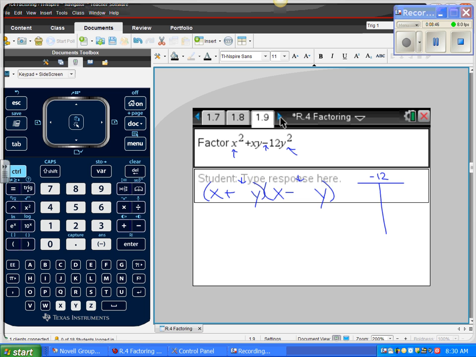So let's look at that. Negative 12 adds to be a positive 1. So we could do 4 and 3. One of those would have to be negative, and since we want it to add to be a positive 1, we do plus and minus, right? We could do 6 and 2. Well, that's not going to add to be a positive 1, so that's not going to work. Or 12 and 1, that's not going to add, right? So it's positive 4, negative 3. x plus 4y times x minus 3y. And if it helps you to make these little T-charts, go ahead and do that.